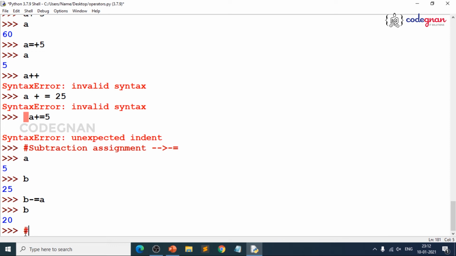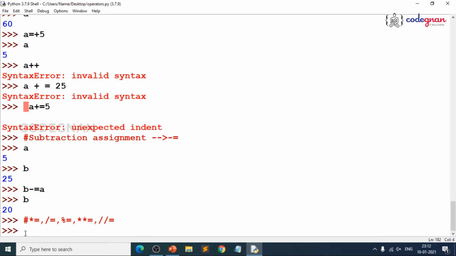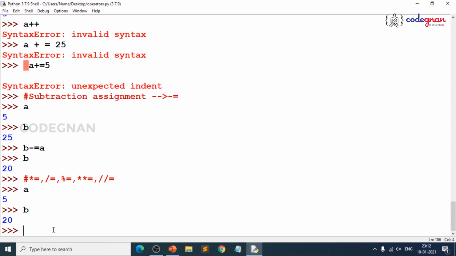In the same way, we have multiplication assignment, which is star equal to, and division assignment, which is slash equal to, and modulus assignment, where you use percent equal to, and exponent assignment, double star equal to, and floor division also, that is double slash equal to. You have all of them, the remaining 5, 1, 2, 3, 4, 5, because everything is simple. So let me start doing it one by one. A star equal to B.